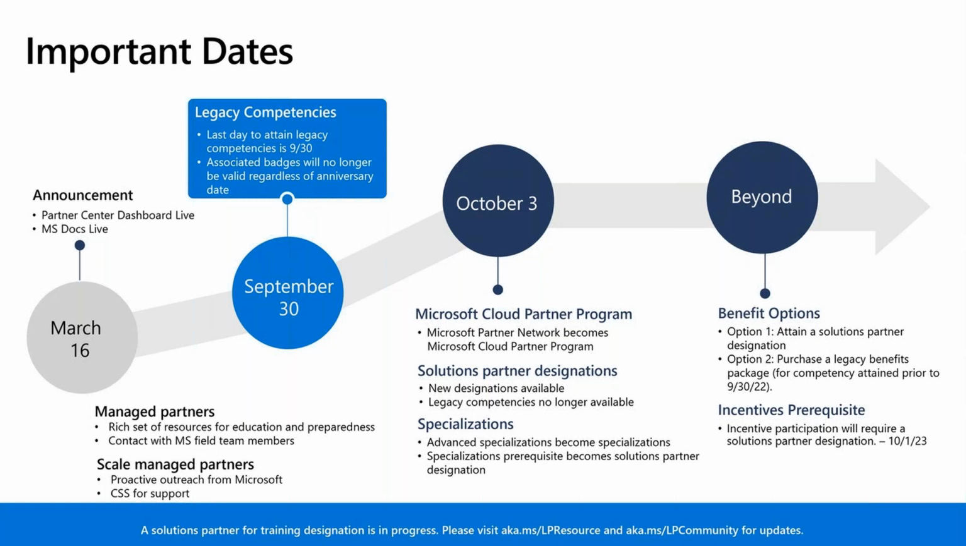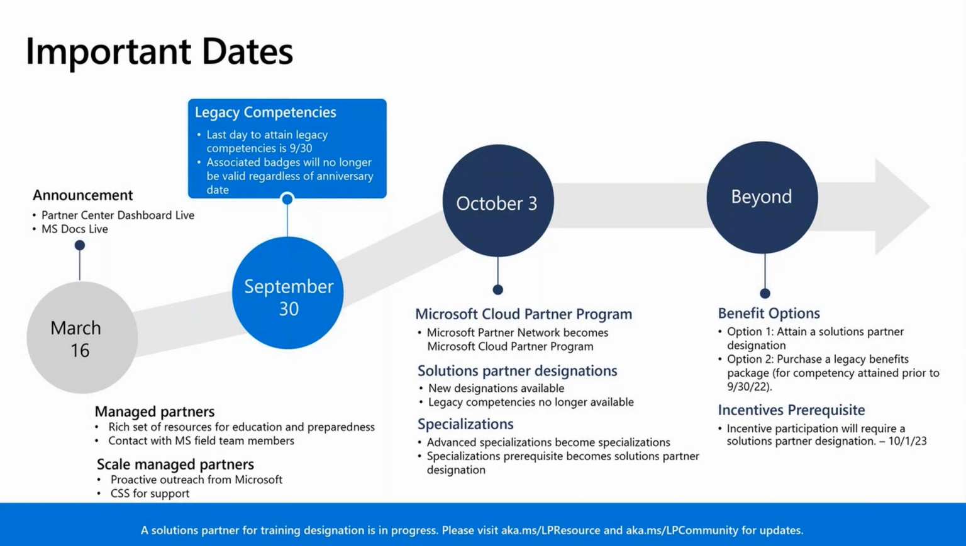The information now is just to give you the high level on what you need to do. So up until September the 30th, you can renew on your current service, your gold or silver. From October the 3rd, the new partner program takes effect. The new solution partner designations, which are going to replace your competencies, come into effect. You can't renew your gold competency in December because it no longer exists.